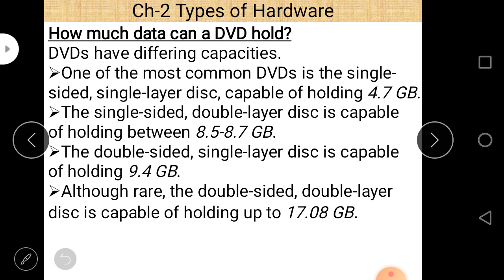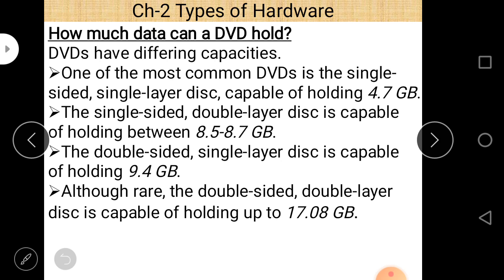So let us discuss these points. One of the most common DVDs is a single-sided single layer disc. There are four types of DVD here: first is single-sided single layer, single-sided double layer, double-sided single layer, and double-sided double layer.